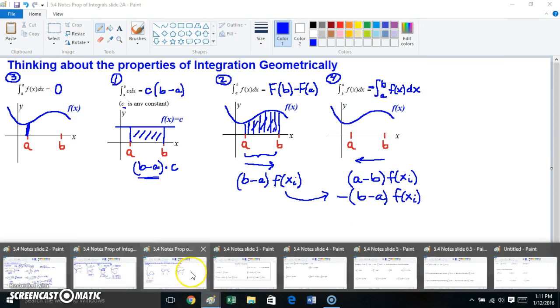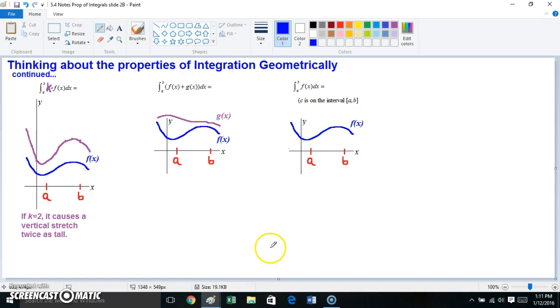Okay, moving on, we have a few more, looking at the integration geometrically. So the blue function here, and I'm going to call this number 5, is my f of x function. The integral asks for the integral from a to b of a constant k times f of x. As an example, if k were 2, this would cause a vertical stretch in my function, making it twice as tall. I've tried to illustrate it being twice as tall.